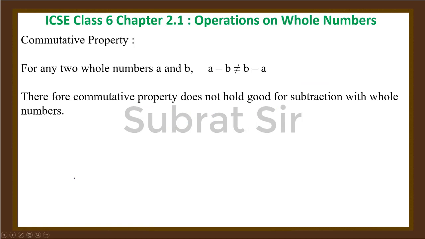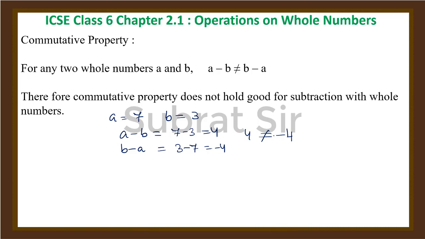Next property, commutative property. For addition, we know that whole numbers satisfy the commutative property, but for subtraction it is not. Why? Let us take an example. Let a equal 7 and b equal 3. So A minus B means 7 minus 3, so the result is 4. But B minus A equals 3 minus 7, which is minus 4.